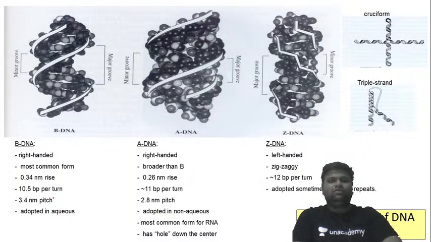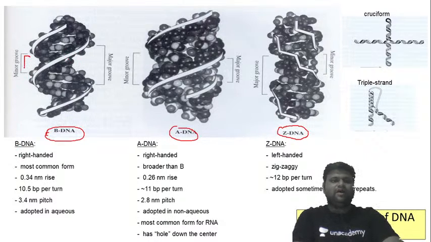We have three types of DNA molecule, namely B-DNA, A-DNA, and Z-DNA. Now, this is the double helix structure of the DNA molecule. This is the minor groove, and this one is the major groove. B-DNA is right-handed. It is the most common form. It has 10.5 base pairs per turn. It has 3.4 nanometer of pitch and 0.34 nanometer of rise, and it is adopted in aqueous conditions.